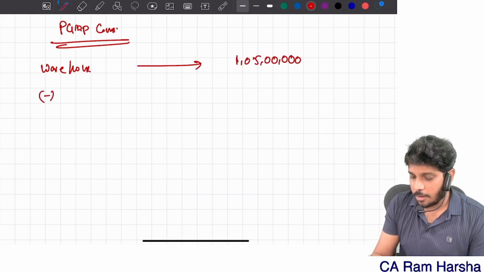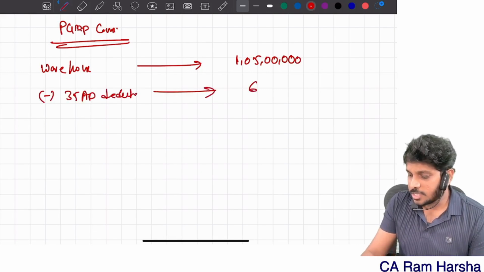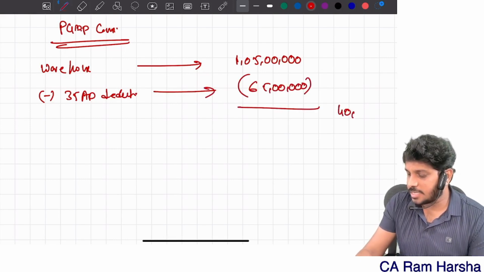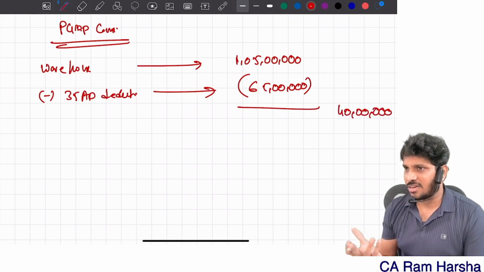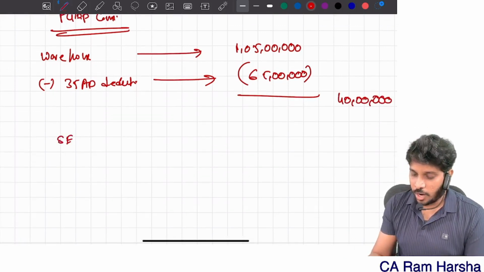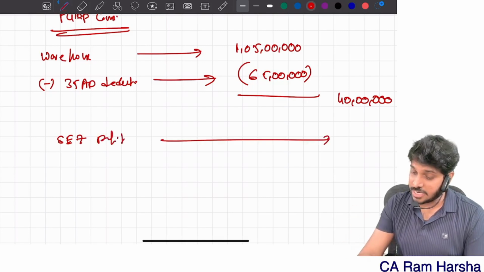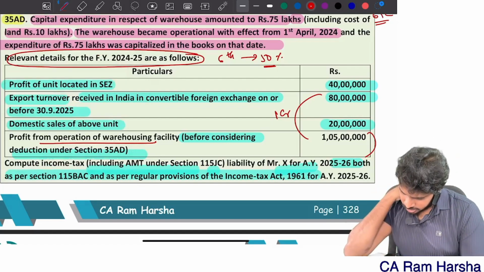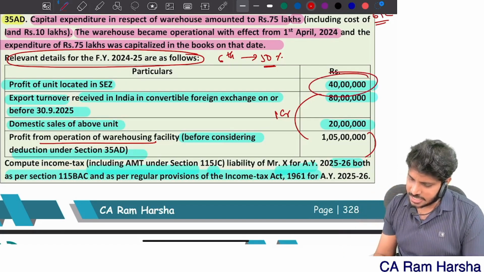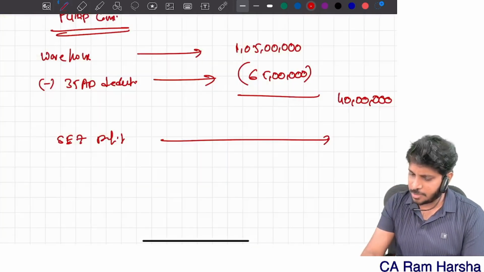Yes or no? Minus, I am eligible for the 35AD deduction. How much deduction am I eligible for? 65 lakhs I am eligible for. So what is my balance income? 40 lakhs. Yes or no? Then what is my SEZ profit totally? Where I have a factory, how much is the profit? The profit located in the SEZ is totally 40 lakhs. That is fully taxable under PGBP, right?